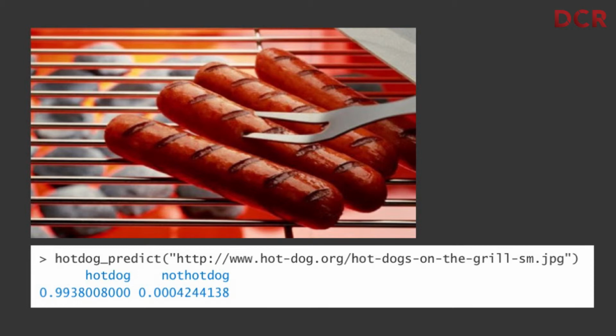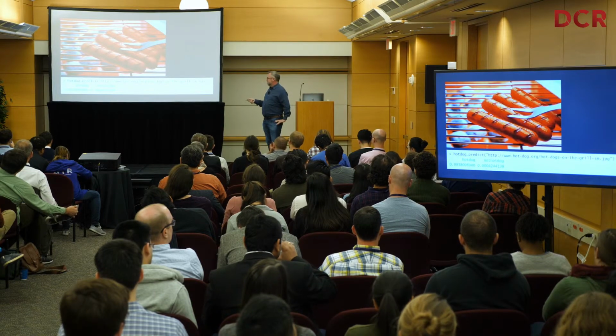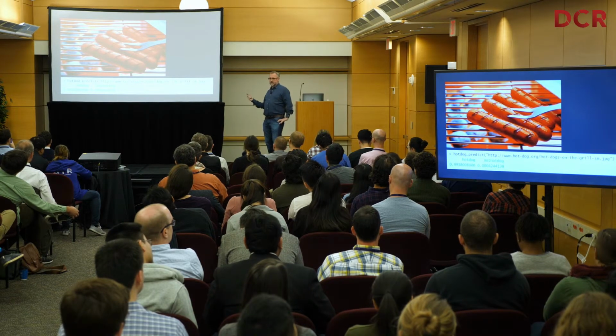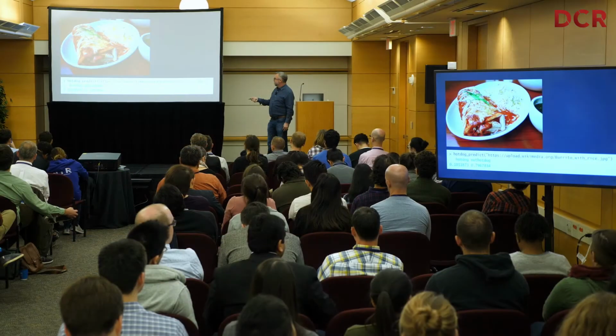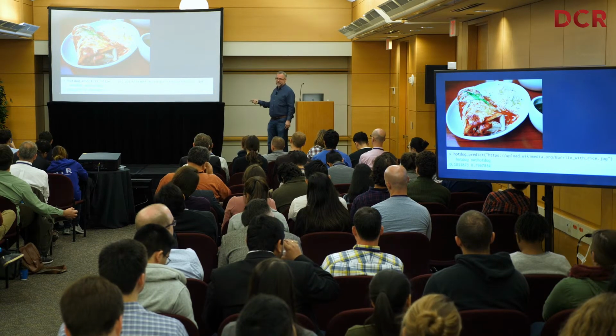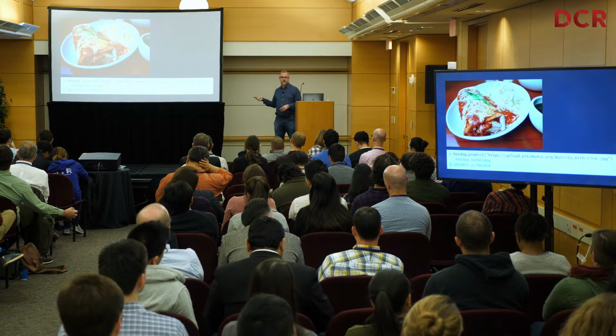So here is the URL of some hot dogs on the grill, and it comes back that the hot dog classification is 99%. The not hot dog classification is less than 1%. So at just about any threshold, this would classify it as a hot dog and not as a not hot dog. Another example. Here is the burritos. Here is my URL of a picture of a burrito with rice from Wikimedia. Also a great source, by the way, of images, searching in Wikimedia. And this one is classifying it as a hot dog at 10% and a not hot dog at about 80%. So with a threshold somewhere in the 50-70% range, it would make that classification correctly.